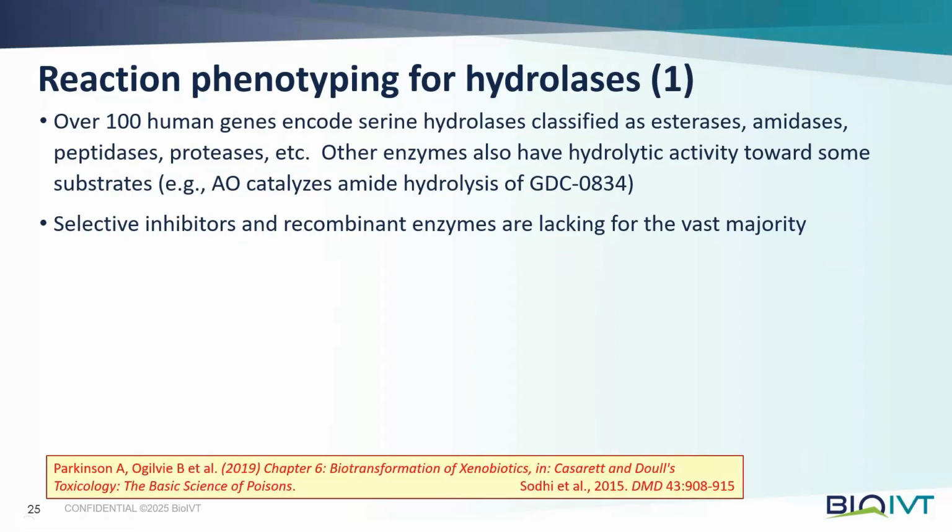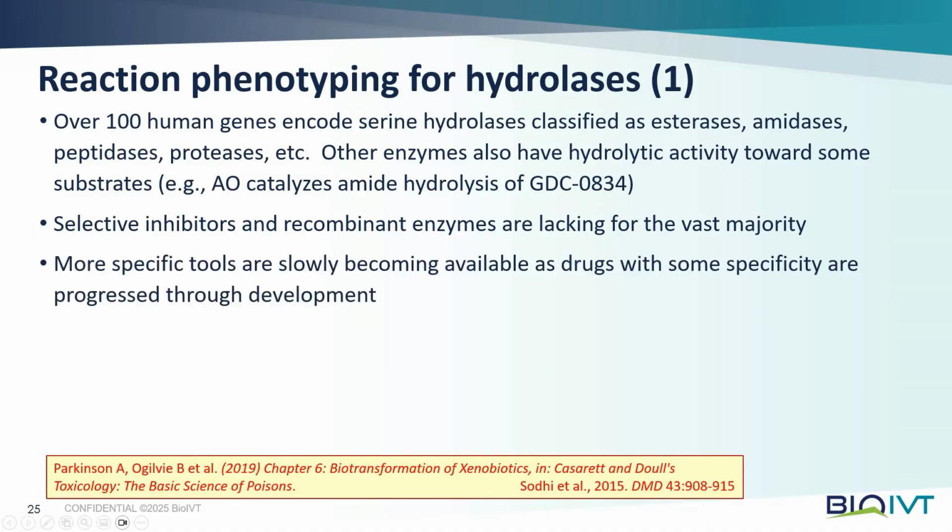Jasleen Sodhi is the first author on that paper, and I would recommend looking at this. It's quite a mystery, like I mentioned, in how to come up with the candidate enzyme. It really took a multidisciplinary approach in that paper. So there are some selective inhibitors and recombinant enzymes, but they're lacking for the vast majority of these hydrolases. There are more tools that are becoming slowly available as drugs with some of these enzyme activities move through development, but you have to take, as I mentioned, a multidisciplinary approach.